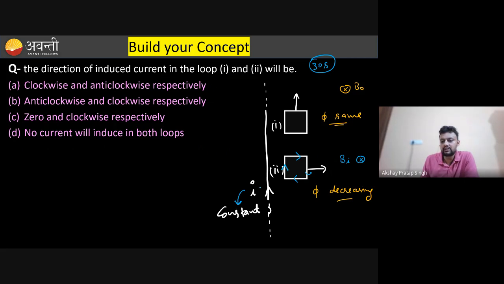This is going to be the current. So in the second loop, it is clockwise. And in the first loop, there will be no current. That means 0 and clockwise will be my answer, which is correct option number C. I hope this is clear to everyone.